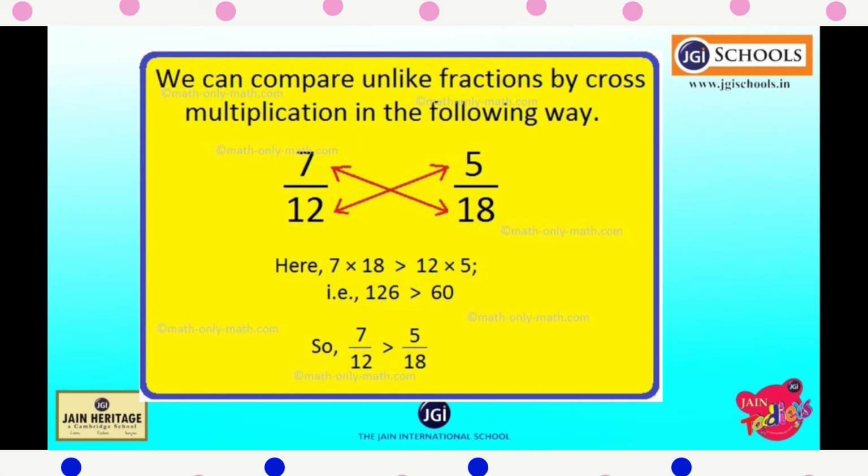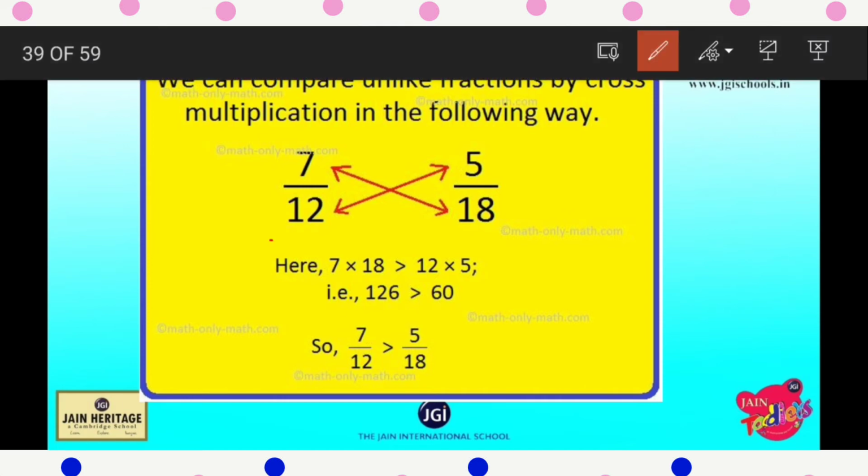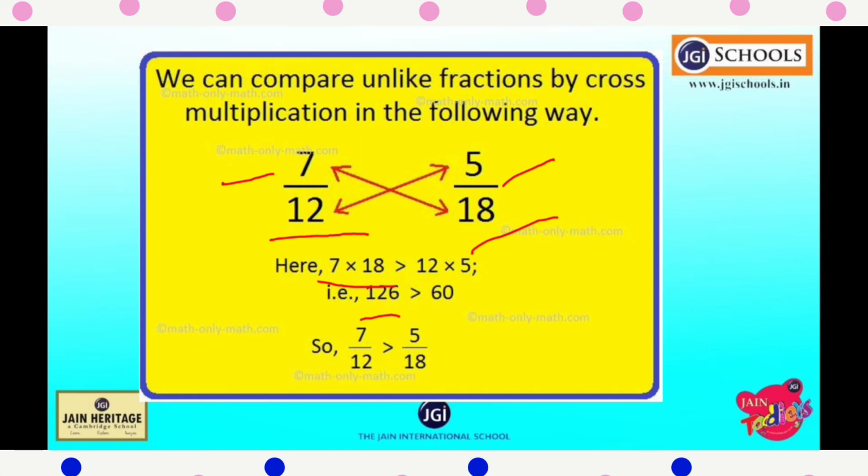How? See, this 7 multiplied by 18 and 12 multiplied by 5. Denominator of a to numerator of b and numerator of a to denominator of b. So 7 multiplied by 18 is 126 and 12 multiplied by 5 is 60. So 126 is greater than 60. So 7 by 12 is greater than 5 by 18. You can solve it by this method also.